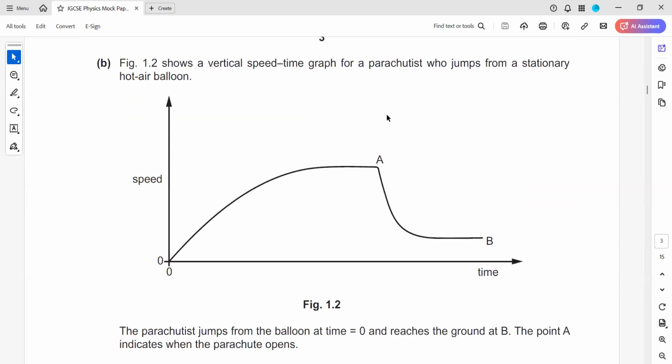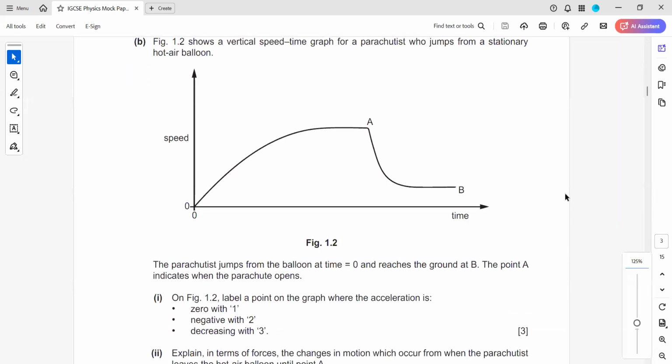The next is figure 1.2, which shows a vertical speed time graph for a parachutist who jumps from a stationary hot air balloon. The parachutist jumps from the balloon at time t equals 0. So this is the point where he jumped. He reaches the ground at position B. The point A indicates when the parachute was open. So this is a point.